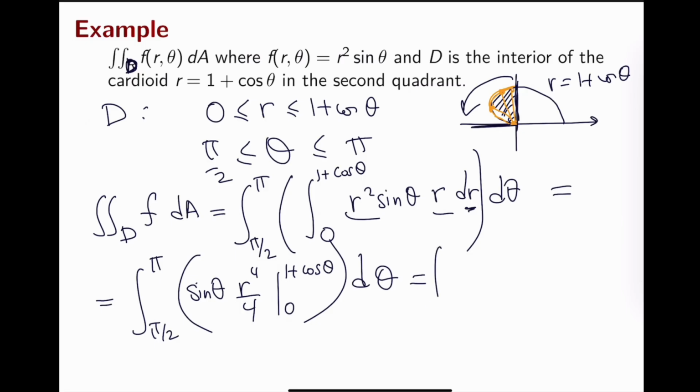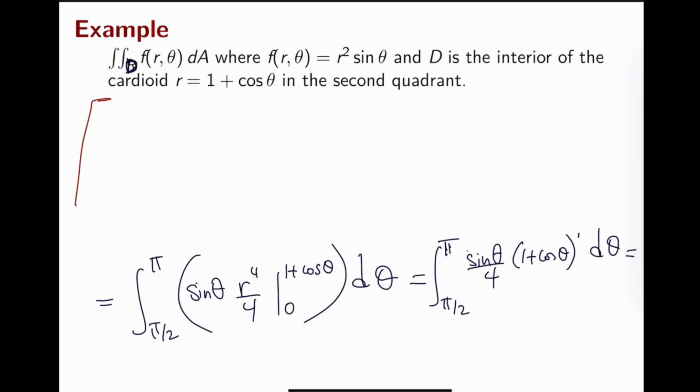Okay, so I'm going to do this evaluation first. So that will be the integral from pi half to pi, and now the evaluation here is going to be sine theta over 4, that's constant, and now I'm going to evaluate r to the 4th, so that will be 1 plus cosine theta to the 4th power minus 0. So this is the function that now we have to integrate in theta.